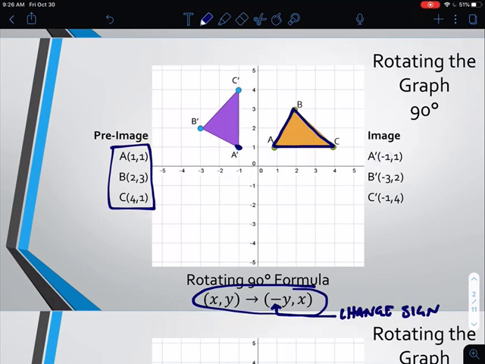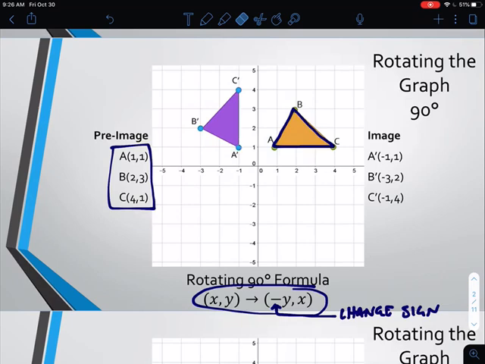Then B was at 2, 3. We flip the X and Y, so now 3 comes first and 2 comes second. We change the sign on Y, so we have -3, +2. That's where B prime is right here. And then C, the same thing. We flip-flop X and Y, so we get -1, +4, and so C prime goes here. Now we have our image of our rotated triangle right here in the second quadrant.